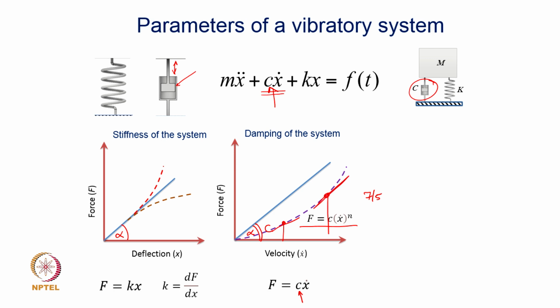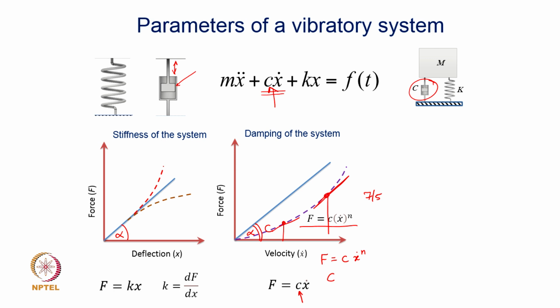actually means that the dissipating force is dependent on x dot, because it cannot be F is equal to C x dot, it is going to be F is equal to C x dot to the power n, and therefore, the coefficient C is going to be a function of the velocity value. Okay.